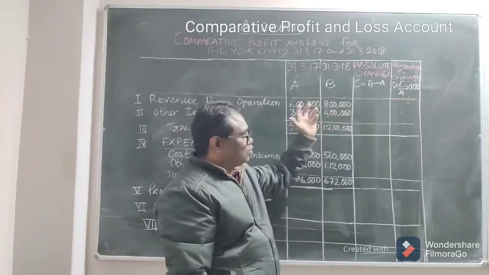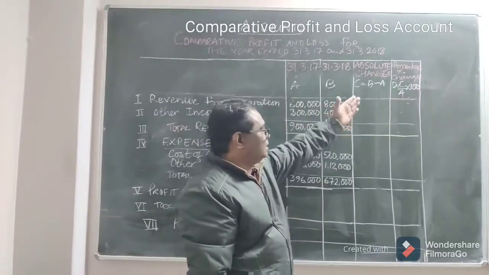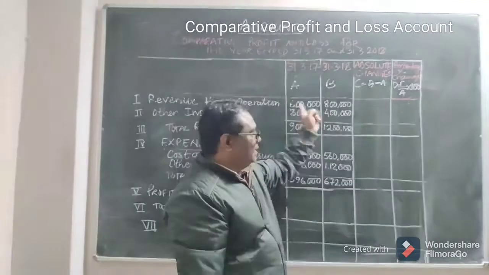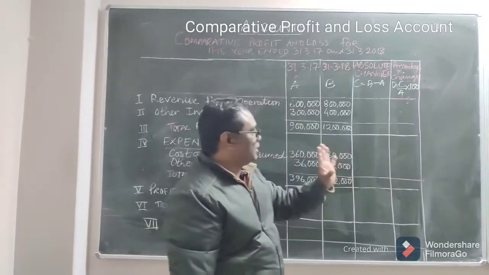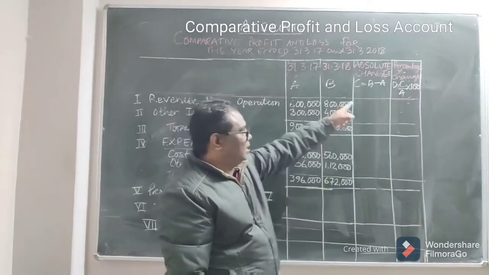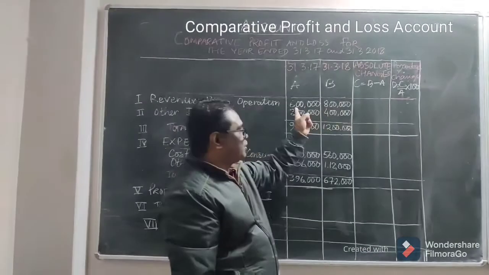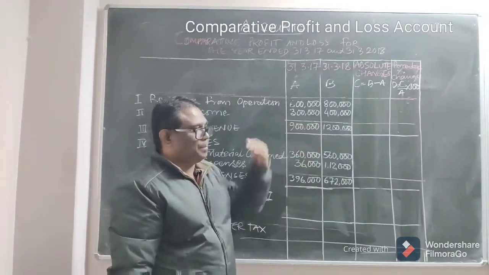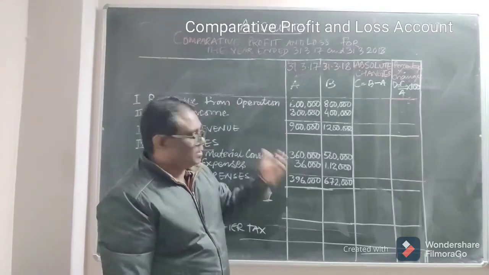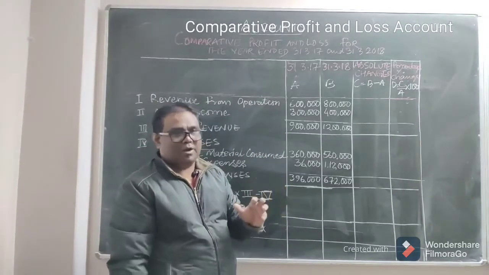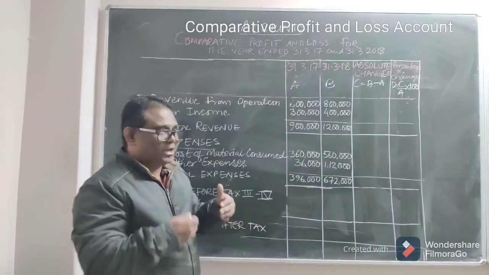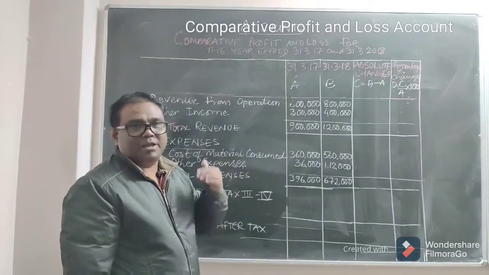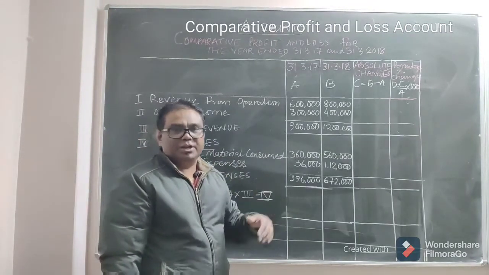What is the change between the two years, comparing the two years? That is column C, ascertained by column B minus column A. And D is the percentage change. Column D is ascertained by the change, that is column C, divided by the base year, into 100. We are comparing the current year with the base year, that is A. So changes are always measured on the base year. That's why changes divided by base year into 100.